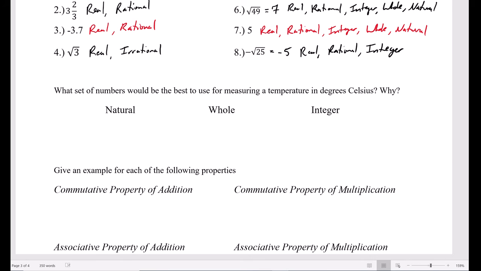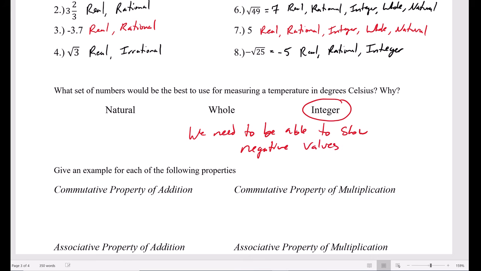So if we think about the natural numbers, there are no negatives, okay, and there's no 0. Whole numbers include 0, but do not have any negatives. Integers do include negatives. So we want to use integers, okay, why? We need to be able to show negative values. All right, you need to have negative numbers to use. So we can't use the natural numbers or the whole numbers, we need to use integers.